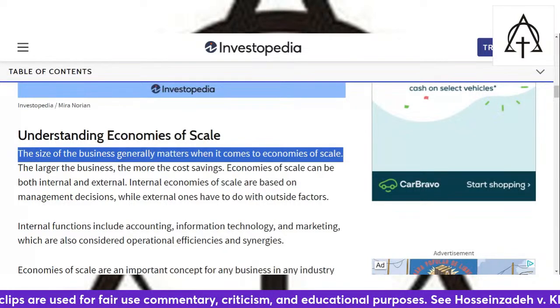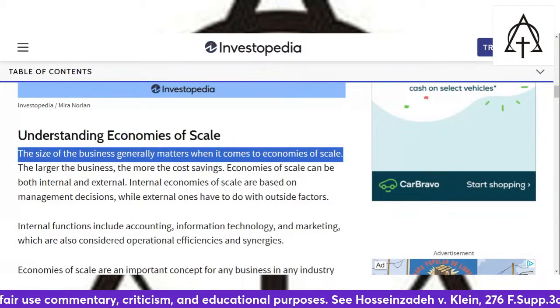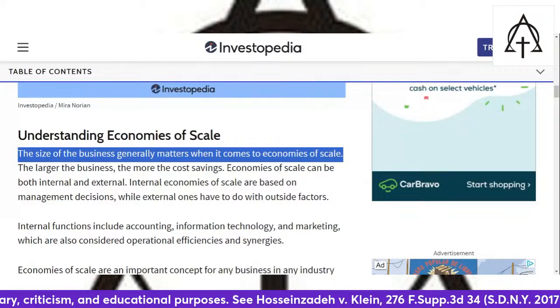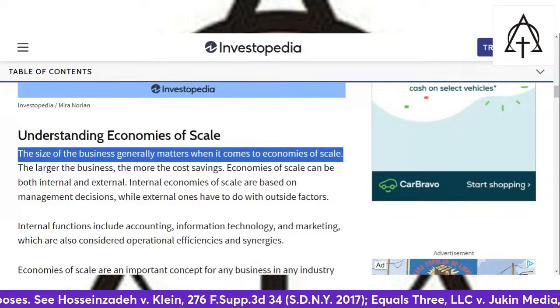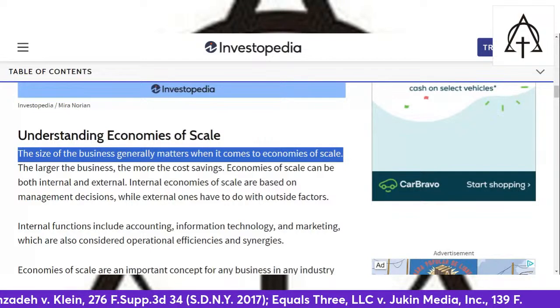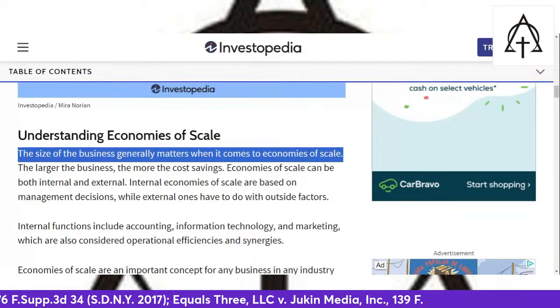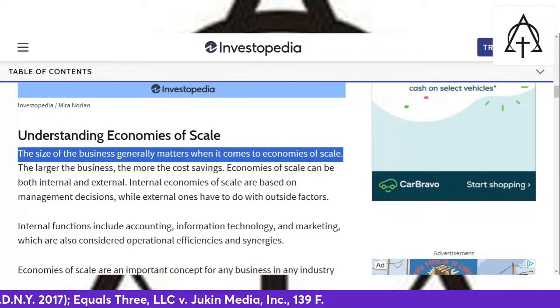The larger the business, the more the cost savings. Economies of scale can be both internal and external. Internal economies of scale are based on management decisions, while external ones have to do with outside factors.